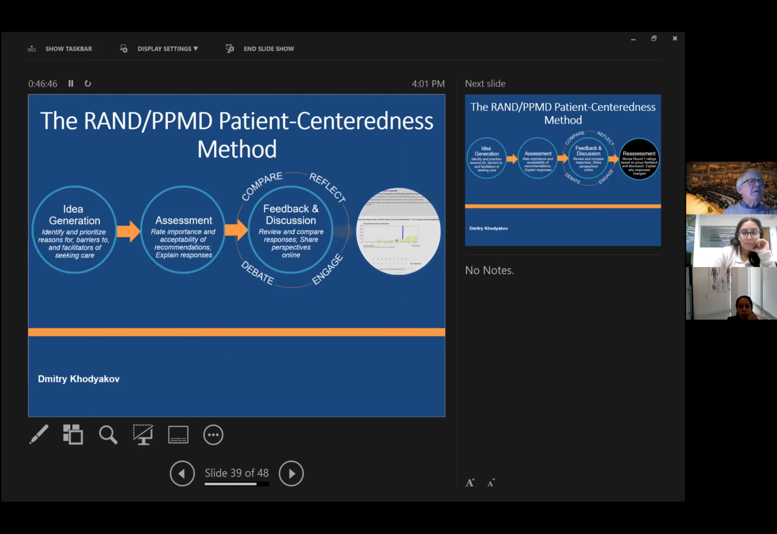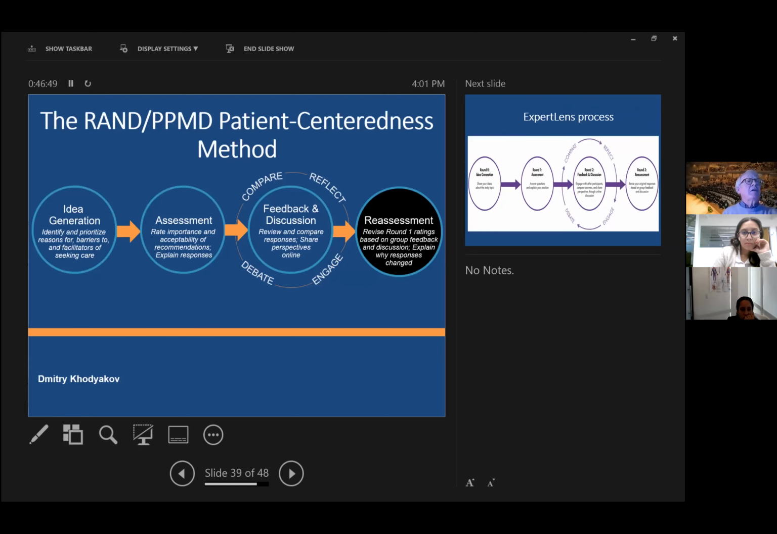They had an idea generation. They then wanted to generate from that, and from the experts and so on, a set of guidelines for treating Duchenne's patients. They then wanted to rate the importance and acceptability of those recommendations to stakeholders, which I'll tell you who they are in a moment. Then they got feedback and discussion. Then they redid them. And in this case, I think they might have had 3 rounds. So it looks like this.